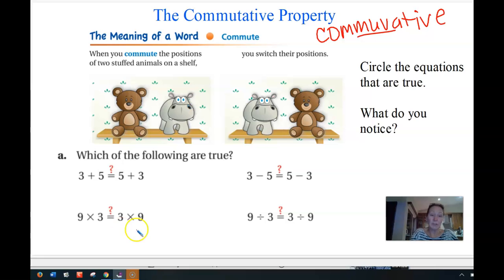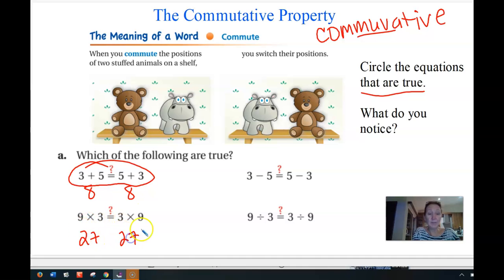So first I want you to look at these 4 equations and circle the equations that are true, and then just look at what you notice, right? So the way I tell if an equation is true is I do the math on both sides and see if they're equal. So 3 plus 5 is 8, and 5 plus 3 is 8. Okay, that one's true. I'm going to circle it. 9 times 3 is 27, and 3 times 9 is 27. I'm going to circle that.